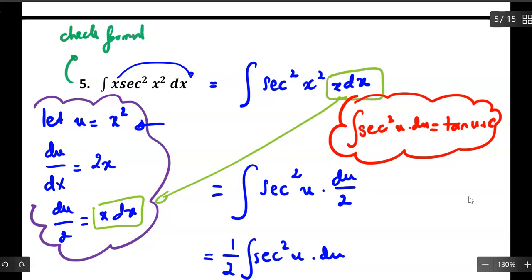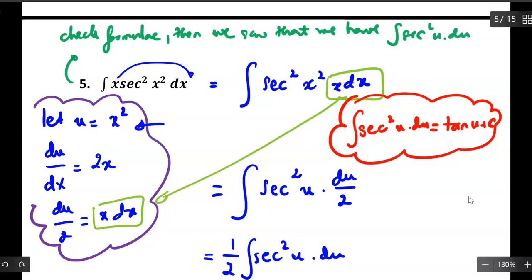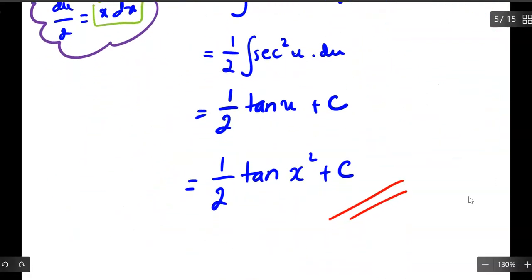Check the formula. Okay, then we saw that we have the integral of secant square u du. Okay, so therefore we have to let u equal to x squared. So that's the hint that I would like to give everyone. Alright, so let's move to the next example.